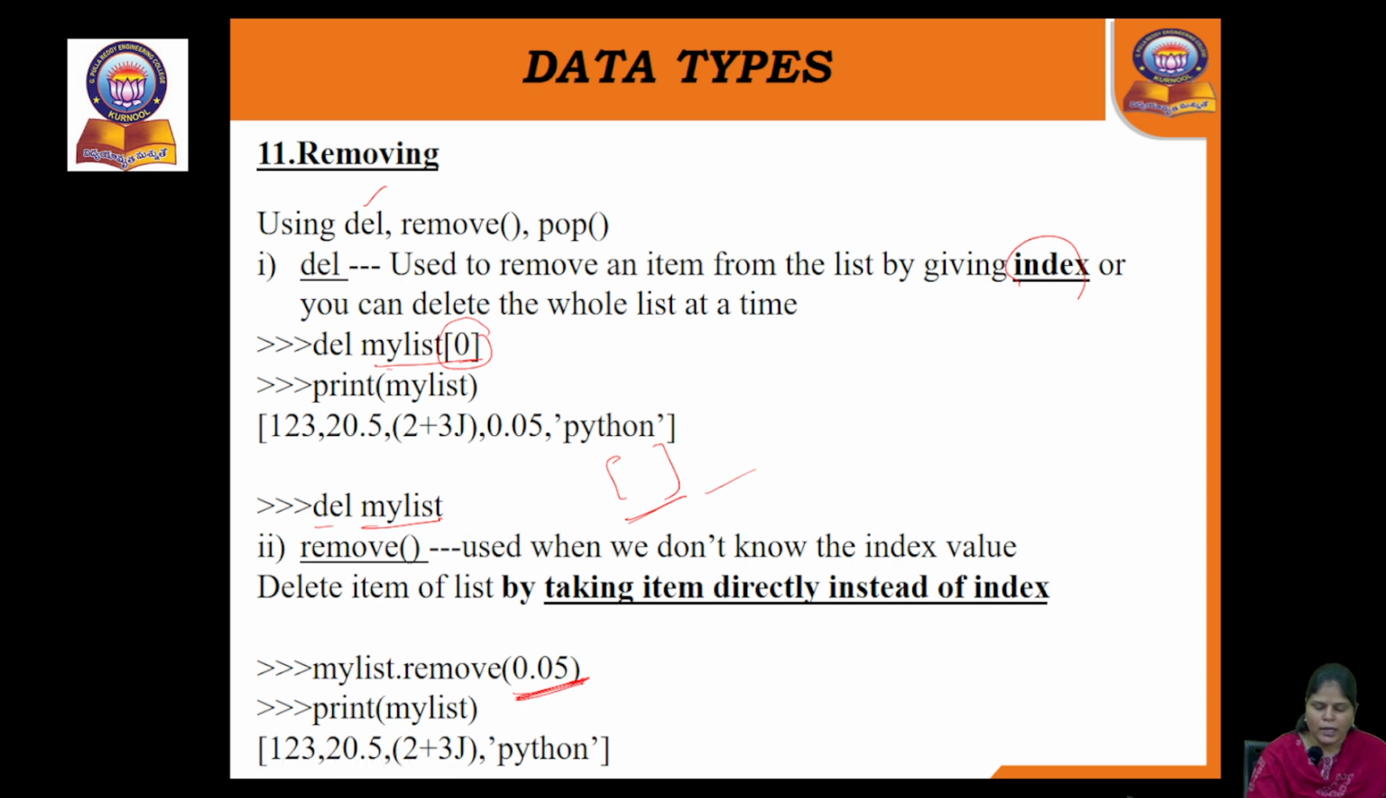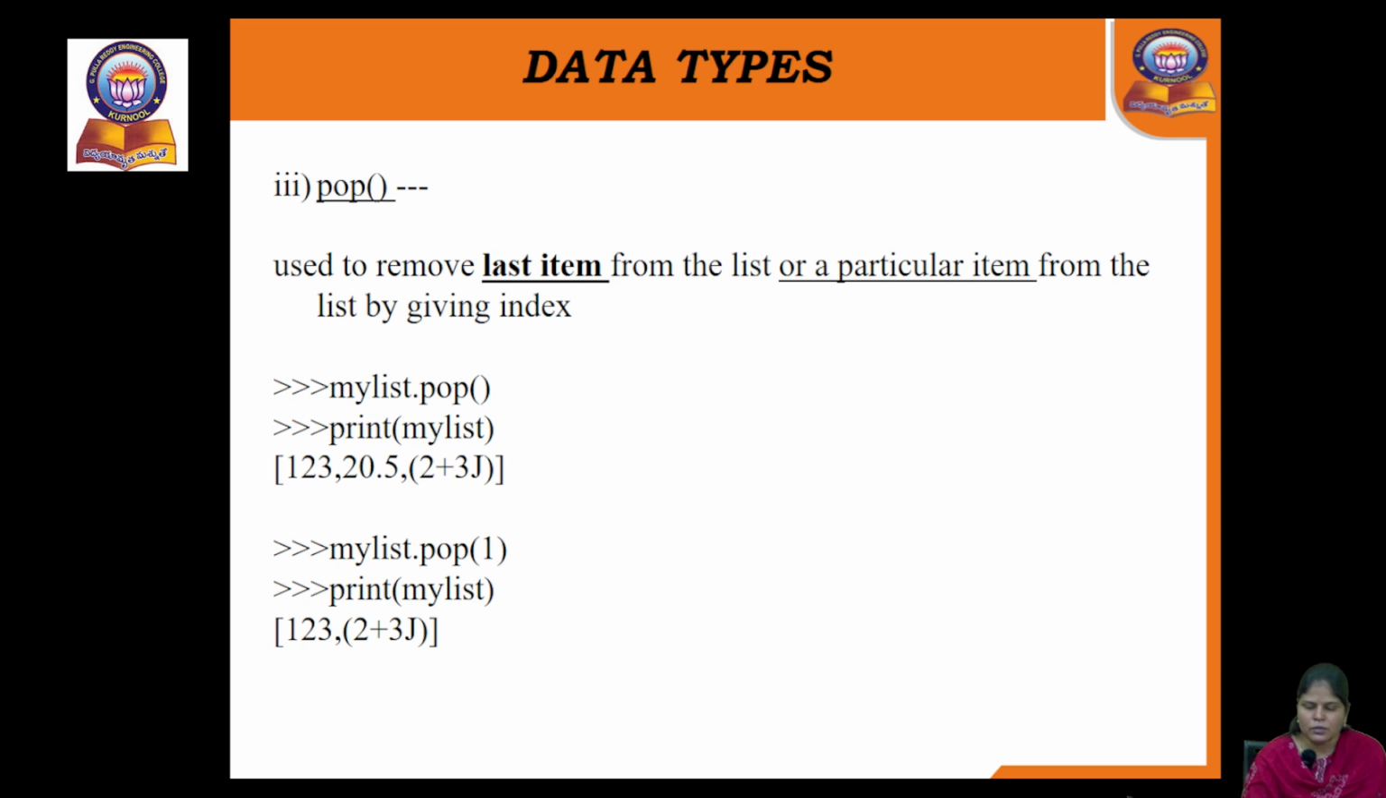Right? So my list dot remove 0.05. Now the element 0.05 has been removed from the list. And next one is pop, which is used to remove only the last element. No need to mention any index, no need to mention any item. From the list, whatever we have, the last element will be removed every time. However many times you use pop, that many times the last element will be removed from the list.